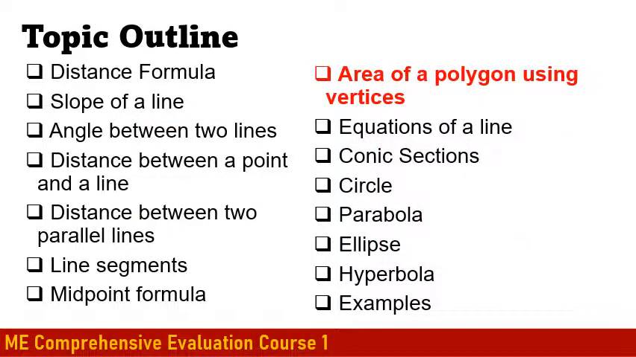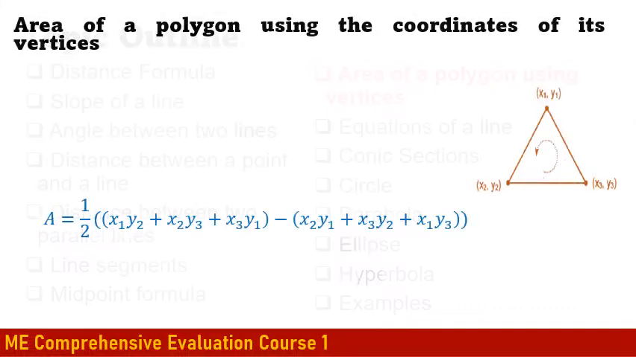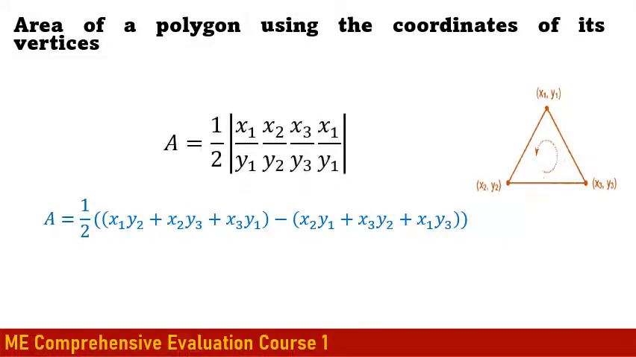Let's move forward to the area of a polygon using the vertices. Say for example, you have a polygon which can either be a triangle, a square, a pentagon, or a hexagon, in such a way that the vertices are given, just like what you can see here. Then you can use the formula that's flashed on the screen to get the area of that particular polygon. So we will simply use this formula.